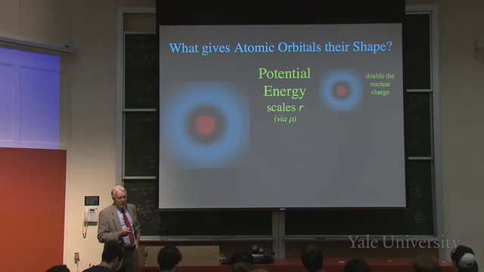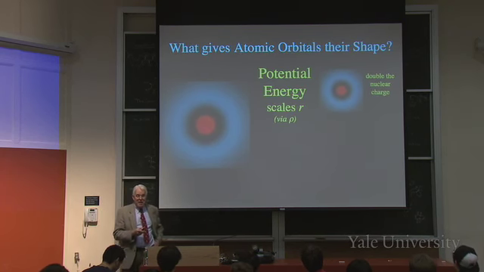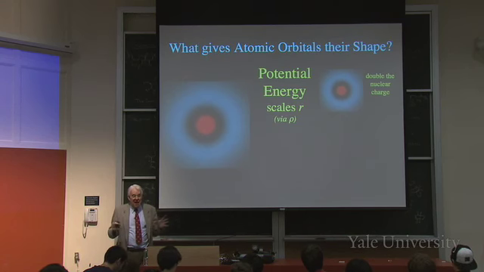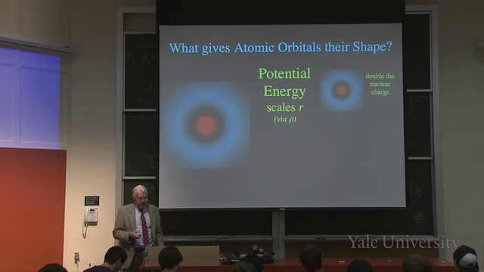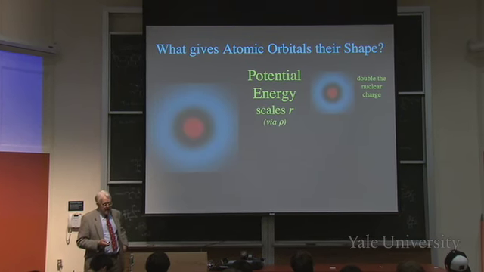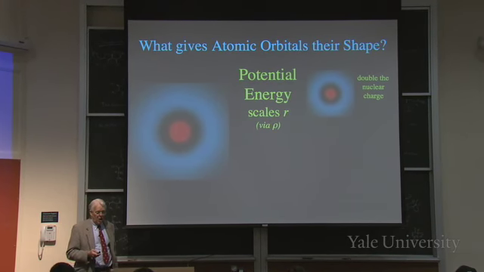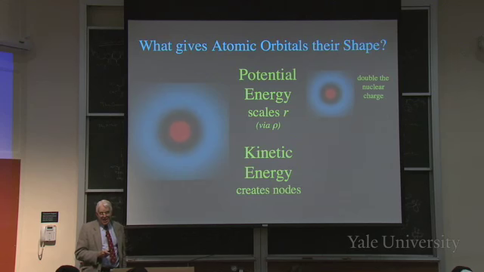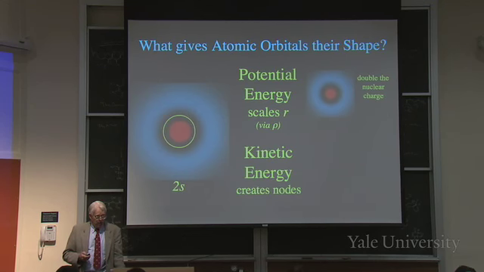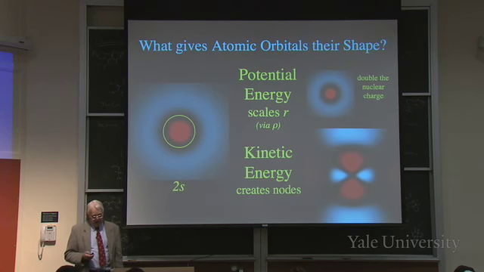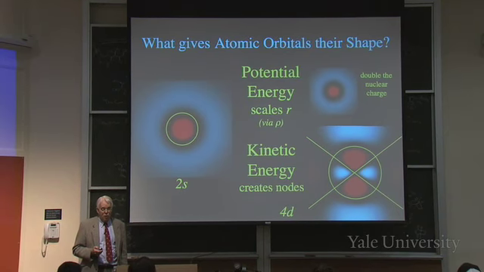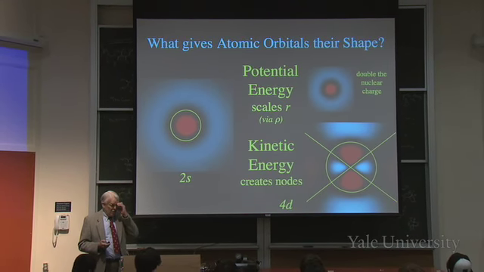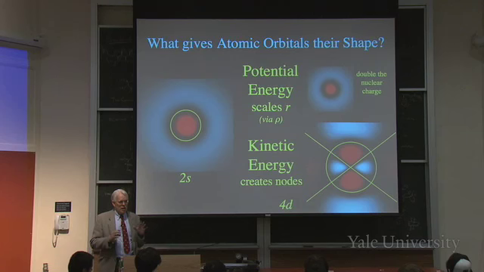Or if you double the nuclear charge, the thing gets half as big. That's Coulomb's law, sucking it in, right? So the potential energy scales the radius through the formula for rho. We've seen that. But the kinetic energy is what creates nodes. So the 2s has that spherical node. Or this orbital here has two cones and a spherical node. It's the 4d orbital. So kinetic energy is what creates the shapes. The charge just scales things in and out.